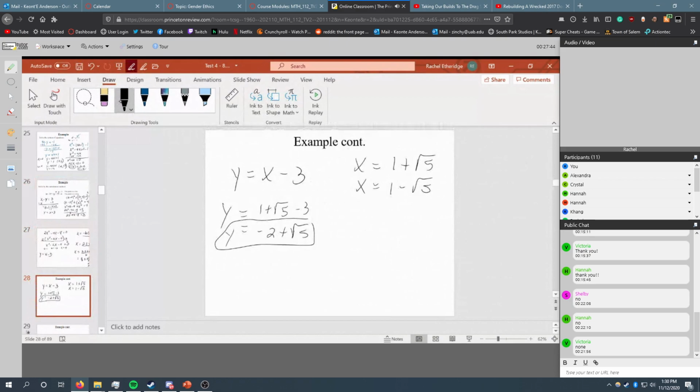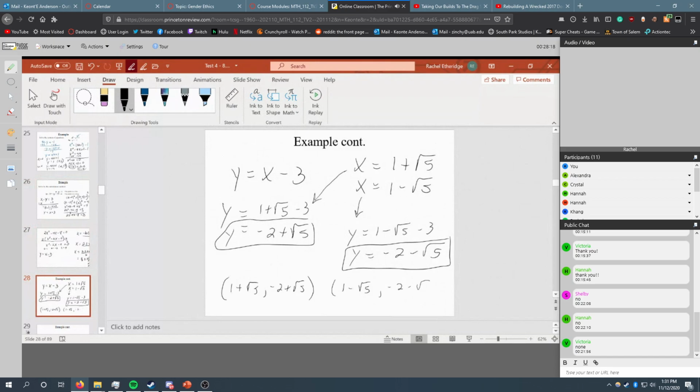And then I've got to plug in this one. So that was for x equals 1 plus square root of 5. So now I'm going to plug in x equals 1 minus square root of 5. So my ordered pairs: 1 plus square root of 5 for x, negative 2 plus square root of 5 for y. 1 minus square root of 5 for x, negative 2 minus square root of 5 for y. Those would be your answers, and I'm pretty sure you have to type them in like that into MathLab.